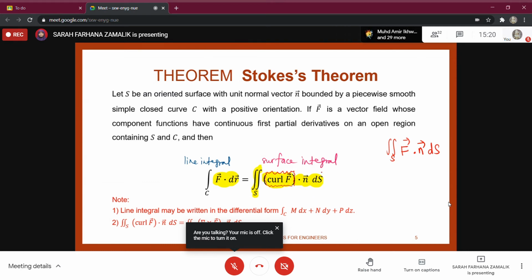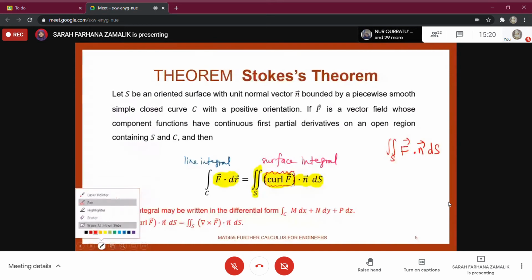So ada note kat sini, baca. Dia bagi tahu kat sini, line integral may be written in the differential form. Sometimes dia tulis macam ni. So awak tahulah ini sama je dengan line integral. You must recognize the form given to you. Kalau tak, awak tak tahu nak jawab apa sebenarnya. Okay, ini line integral differential form. It can be also written into this form, M dx plus N dy plus P dz.